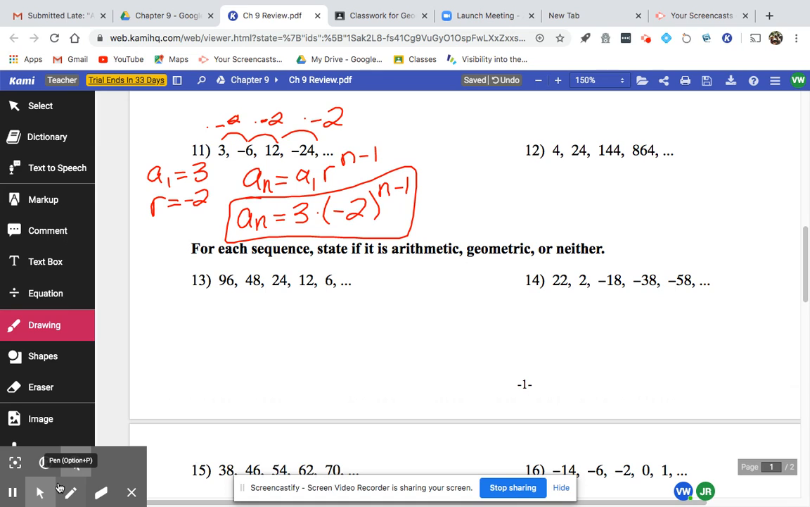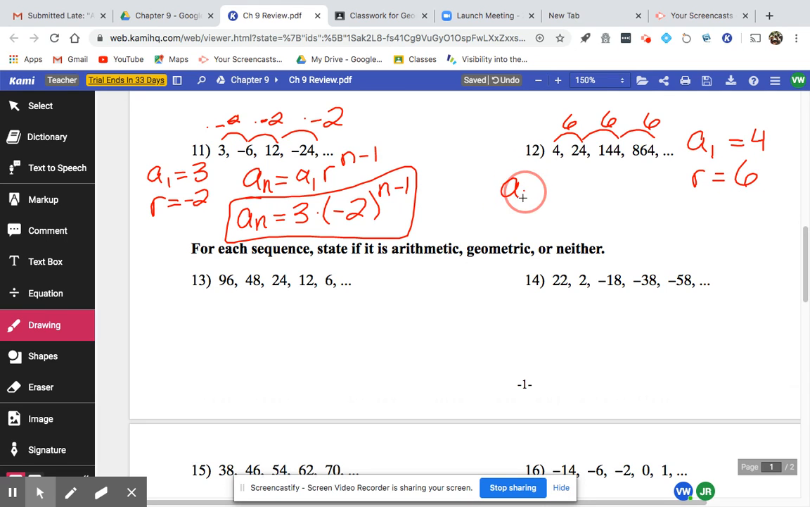Number 12, same type of deal. Now, all of my terms are positive, so I'm multiplying by a positive number. And in fact, I'm multiplying by 6. So identify your first term. That's 4. Your ratio is 6. We're in good places. We know what we're doing. a sub n equals, once again, first term times your common ratio to the n minus first power. So we take 4 times 6 to the n minus 1 power. If you want to put that 6 in a set of parentheses as well, you certainly can, although it's not necessary. There we go. Number 13, number 14, last two for page 1, and then I'll conclude the end of this video.